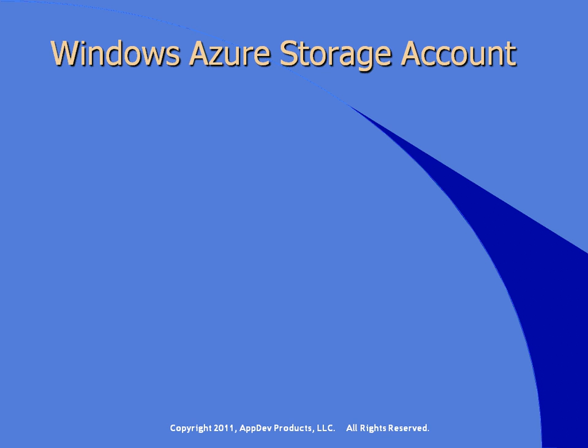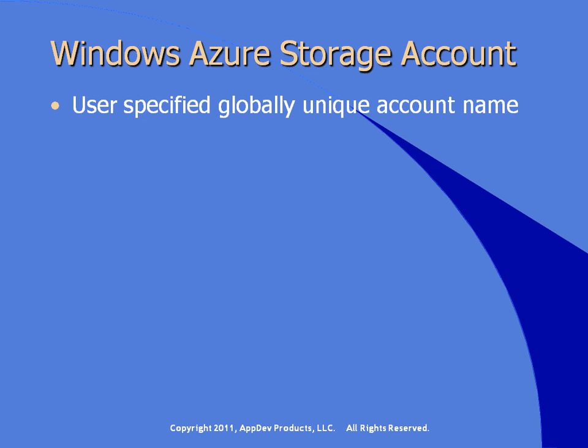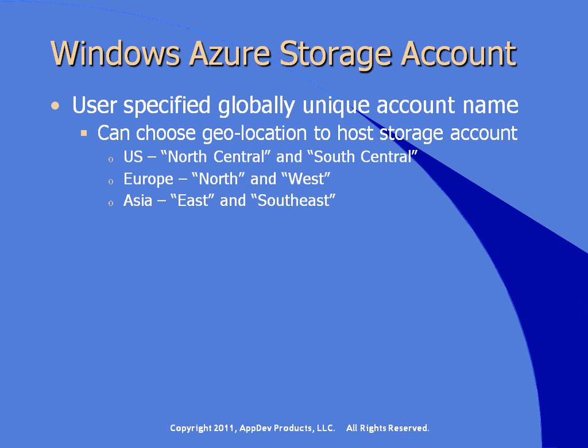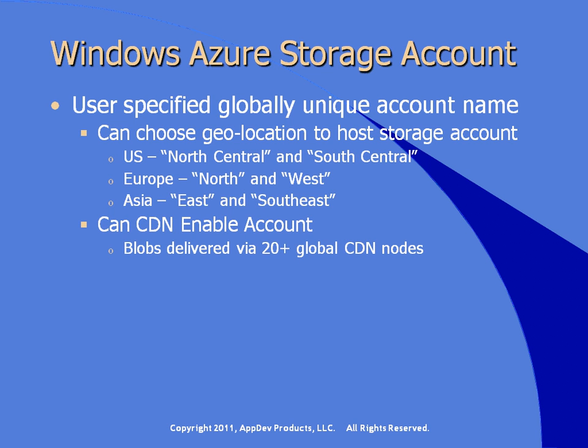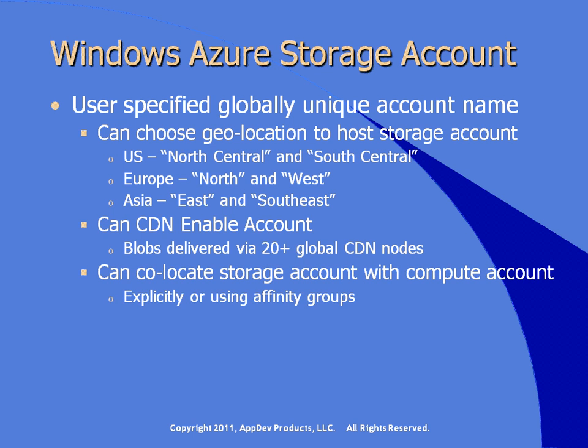To get started using Windows Azure Storage, you need a Windows Azure Storage account. This is user-specified with a globally unique account name. When you create your account, you can choose your specific geolocation to host your storage account: North Central or South Central in the US, two in Europe, and two in Asia. You can also include a CDN-enabled account, which delivers blobs via more than 20 global CDN nodes. You can co-locate your storage accounts with your compute account, which decreases your storage costs and increases performance.